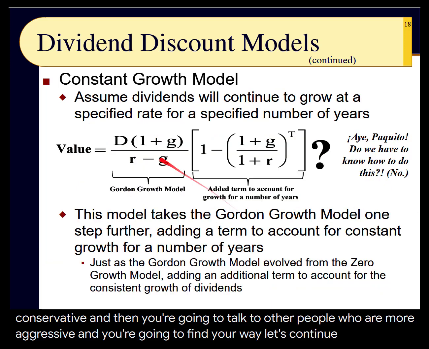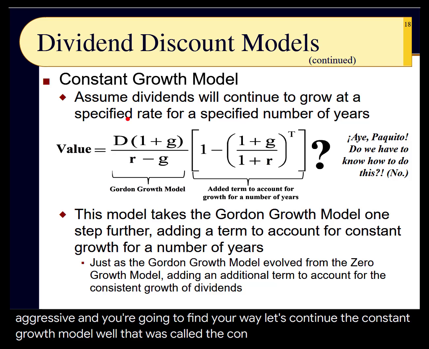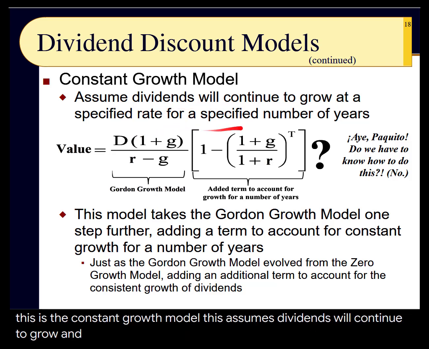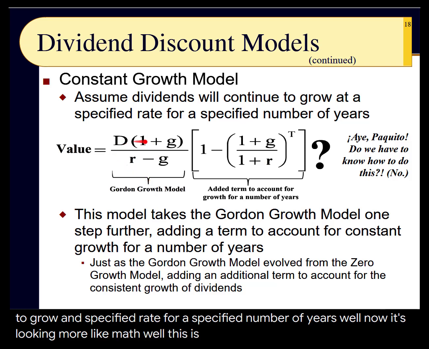Let's continue. The constant growth model. Well, that was called the constant perpetual growth model. This is the constant growth model. This assumes dividends will continue to grow at a specified rate for a specified number of years. Well, and now it's looking more like math. Well, this is the Gordon growth model here, folks.